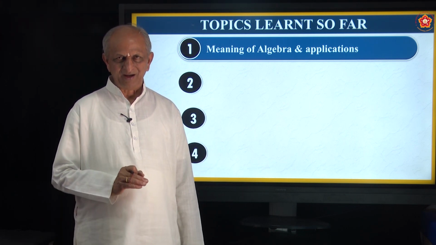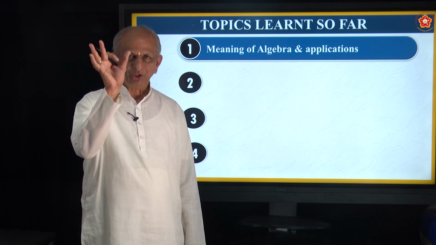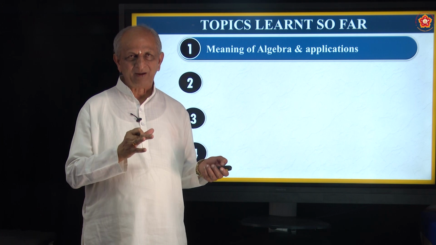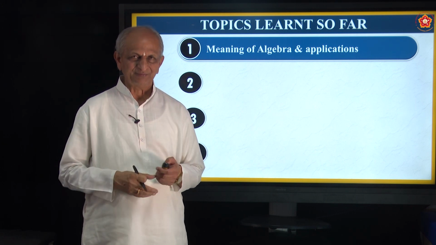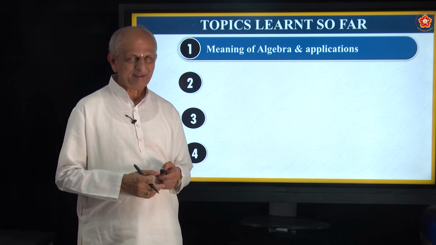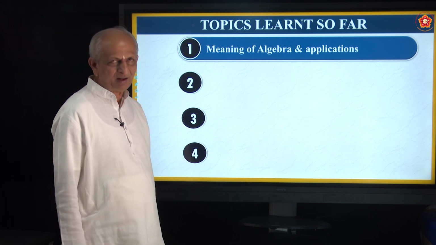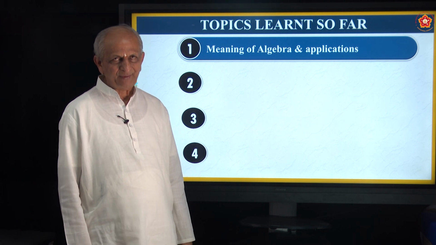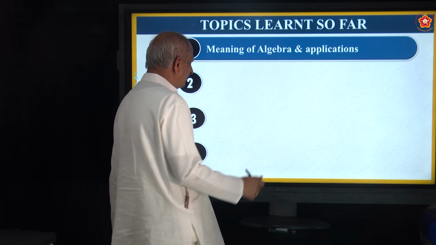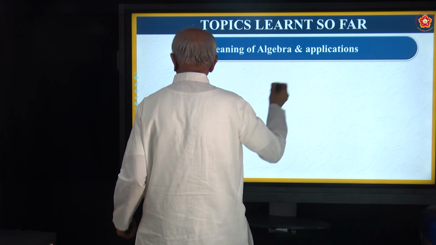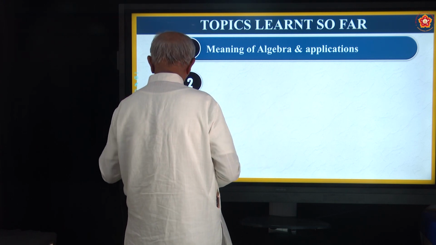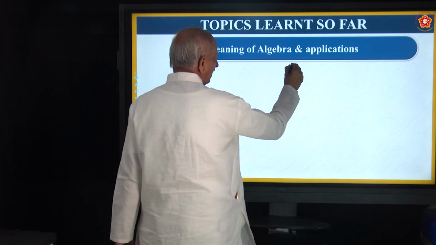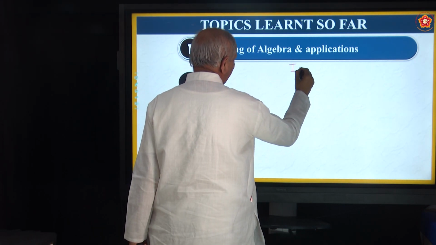And what does algebra do? By the help of algebra, we can solve the problems easily. Most of the arithmetic problems, which will be very lengthy, can be cut short by the help of algebra. For example, formulas are there. When you say simple interest, the formula says I equals PTR by 100.